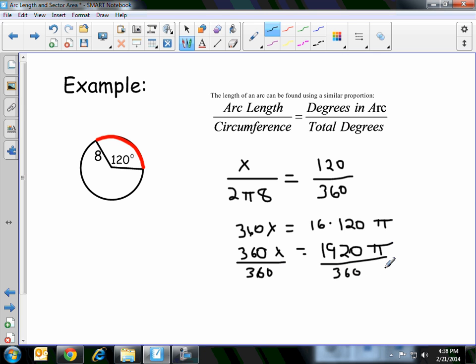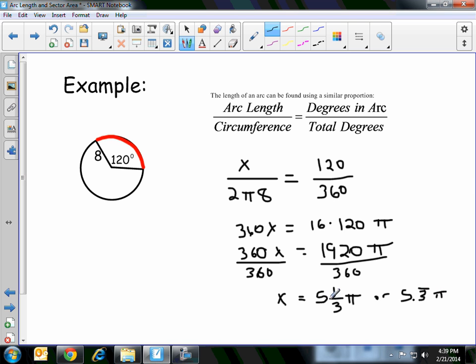Notice the pi is still here. I'm going to have my answer in terms of pi. So 1920 divided by 360 using my calculator is 5 1/3. And now I can write it as 5 1/3 pi, like this. It's a little sloppy doing it this way. We can certainly write it as 5.3 repeating pi. That's a little better, but it still has that.